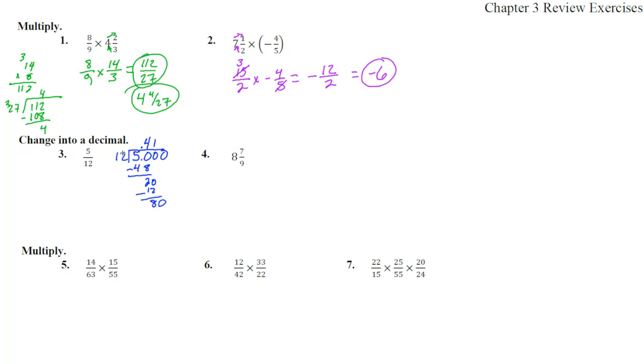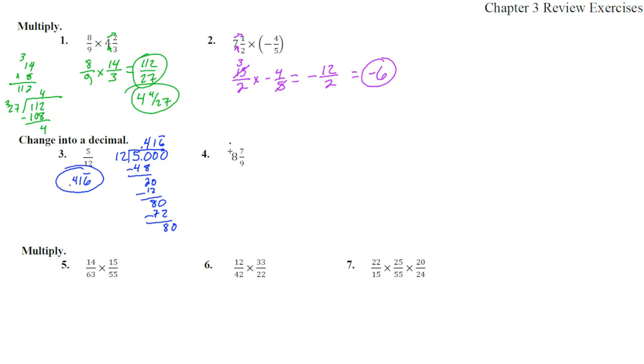Drop down the 0. 12 goes into 80. Let me see. 12 times 5 is 60. 12 times 6 is 72. 12 times 7 is 84. That's too big, so it's a 6. 6 times 12 is 72. Subtract and we get an 8. 0. That's going to keep going on forever. So this is 0.416, repeating the 6, not the 1 and the 4, but just that one. There we go.